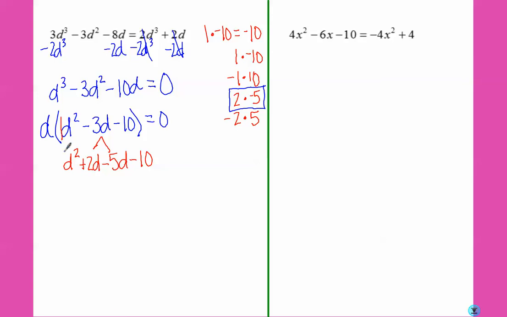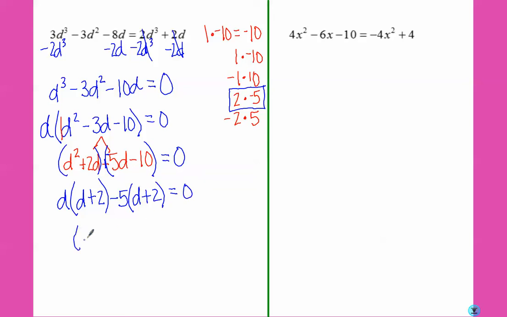Now I'm going to group. First two, change this to plus and negative. Group the second two. Oops, don't forget to bring down your equal 0. These two have a d in common, which would leave us with d plus 2. These are both negative, and we don't want a negative in our second parenthesis, so I'm going to take out a negative, and they're both divisible by 5. d plus 2 equals 0, which means my factors are d plus 2 and d minus 5 equals 0.